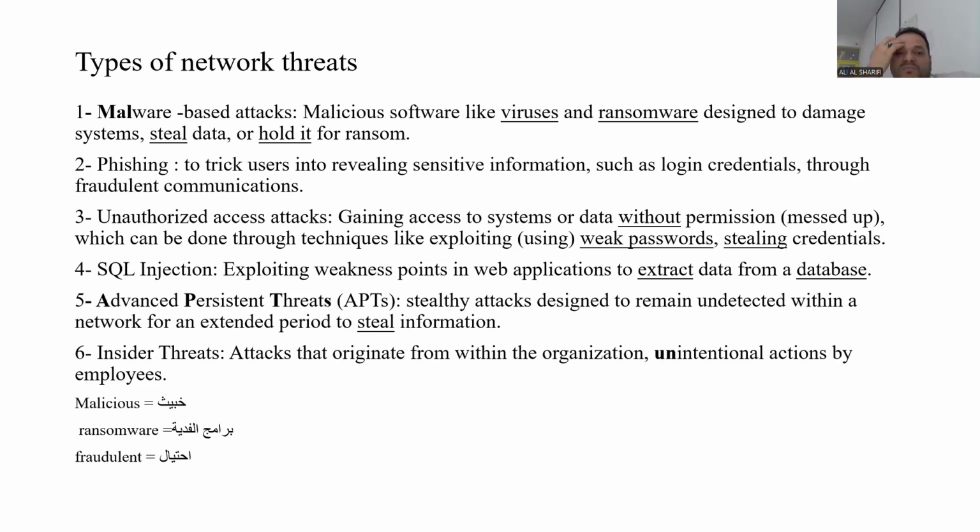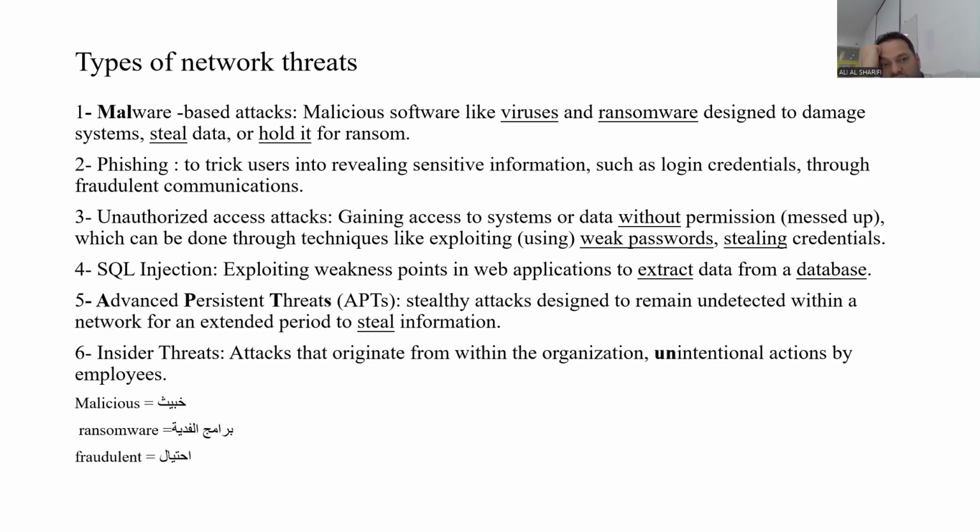Malware-based attacks: malicious software like viruses, unwanted software like viruses, or ransomware designed to damage. When I say ransomware, that's related to the financial side, to your pockets, that means spending money, okay? Designed to damage systems, steal data, or hold it for ransom, or hold it for money.